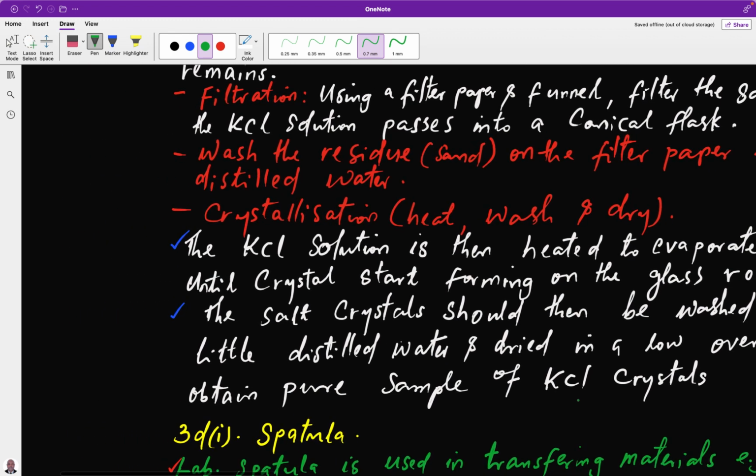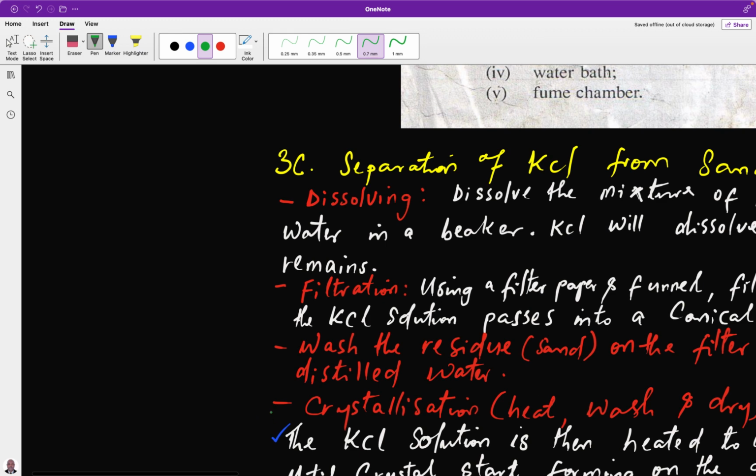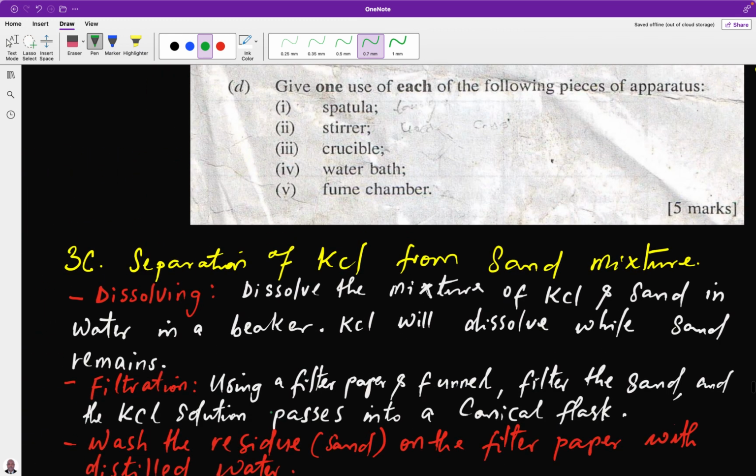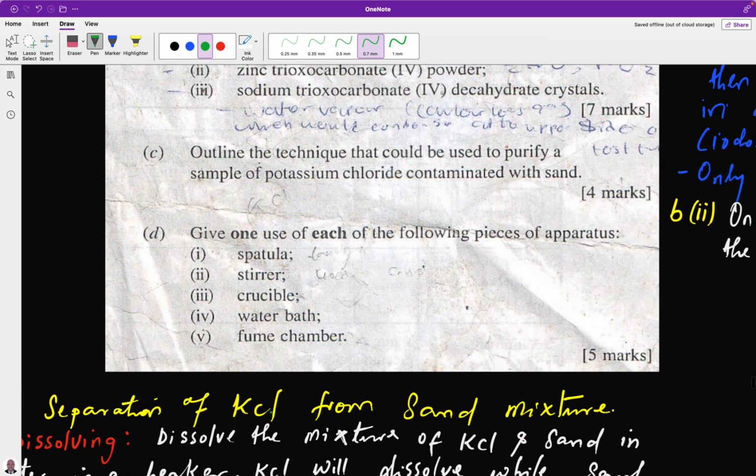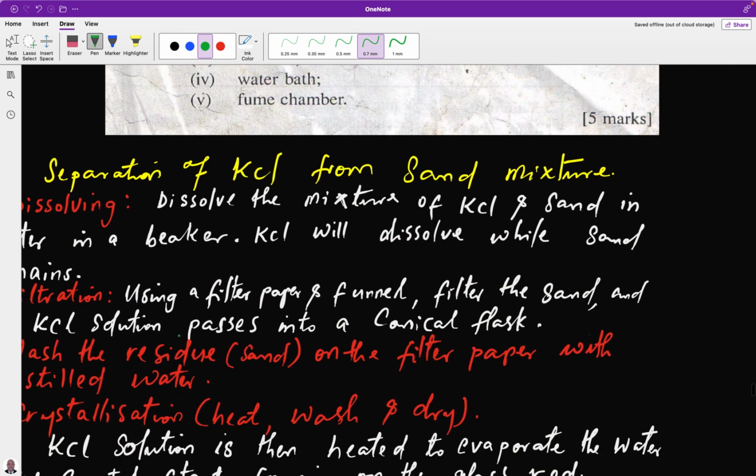Okay, 3D1. Give one use of each of the following pieces of apparatus. We have the spatula, we have the stirrer, we have the crucible, we have the water bath, and we have the fume cupboard. You can call it fume cupboard or fume chamber. These are the different apparatus that are in the laboratory. Give one use of them. Just one. There are 5 of them, and each of the uses is 1 mark, making a total of 5 marks. So now, let's start with the spatula.